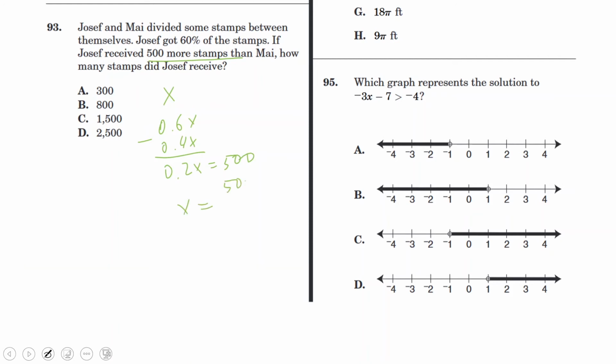X is equal to 500 over 0.2. That's equal to how much? 2500, right, guys? And now we're looking for how much Joseph received. So 0.6 multiplied by 2500, and I just know this, 1500. Again, great trick if you know your mental math.